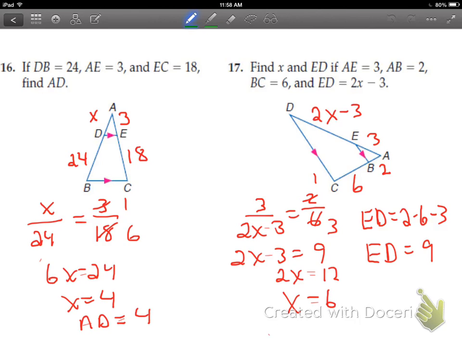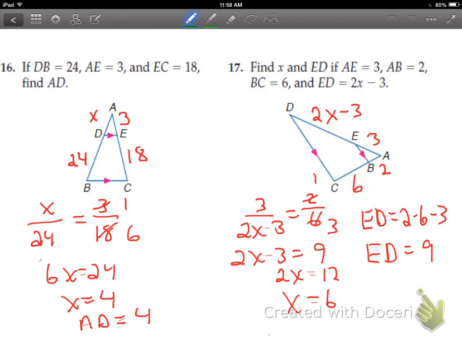On problem number 16, we've got a perfect setup for the proportionality theorem. The left sides of the triangle and the right sides of the triangle are divided proportionally. X over 24 equals 3 over 18. Cross multiply and solve. X is 4, and therefore the length of AD is 4.